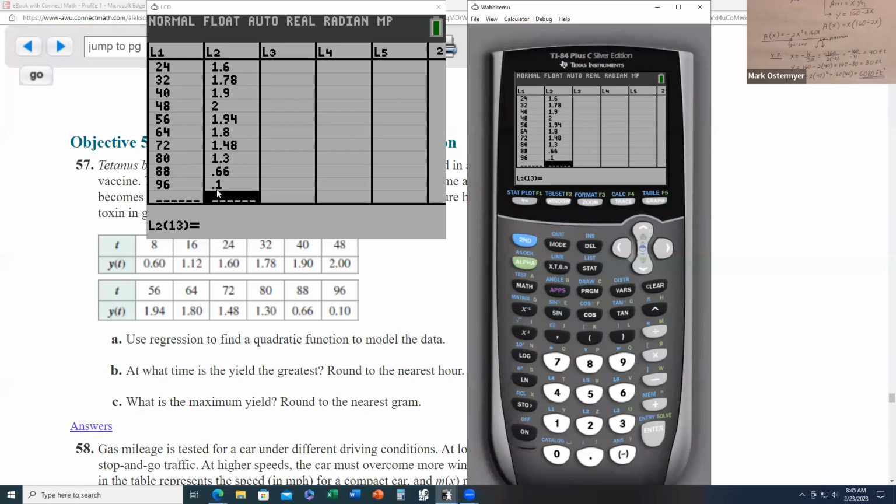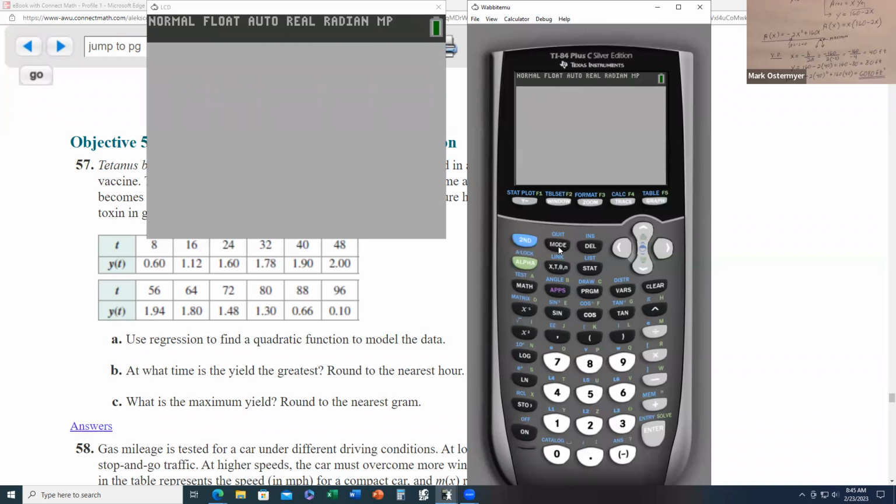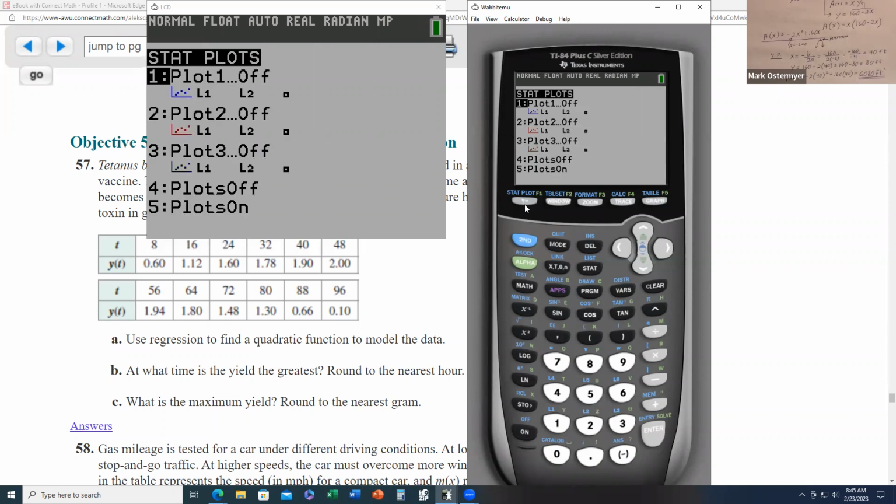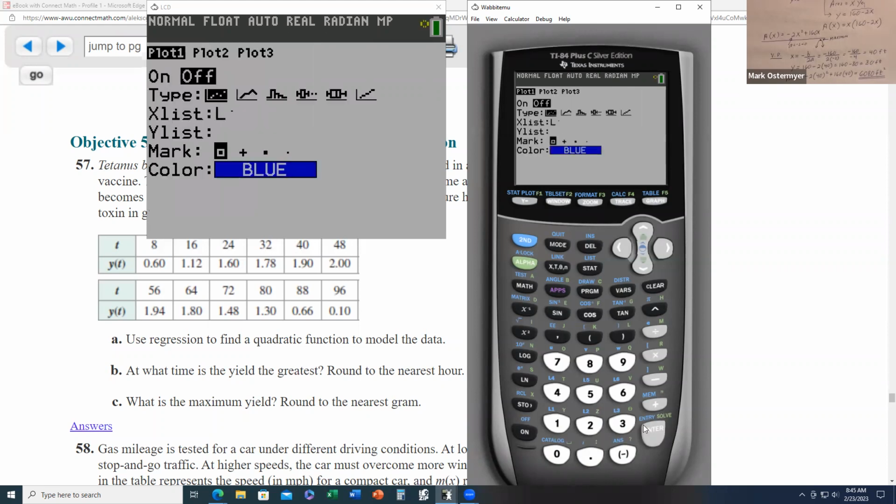So, ladies and gentlemen, I'm going to get out of this list editing mode by hitting second mode to quit. So second mode quits. And I'm going to show you something really cool here. I'm going to go into my stat plot mode by hitting second Y equals. Second Y equals takes me into stat plot mode. I got 3 stat plots at my disposal. They're all turned off presently. I'm going to go into plot 1 and turn it on. Hit enter to dive into stat plot 1. Toggle it on by hitting enter. Now I'm going to choose the scatter plot icon right here by moving my cursor on it and hitting enter.